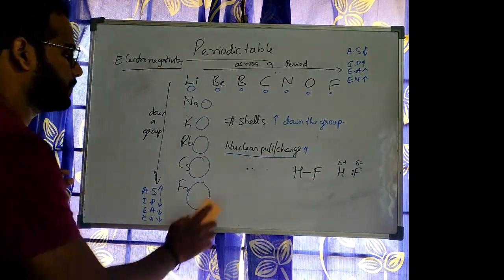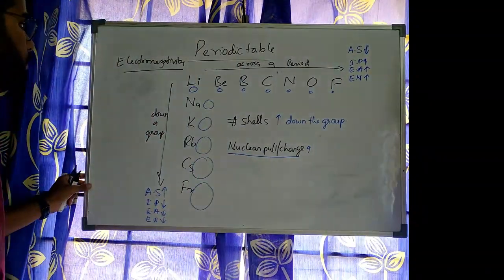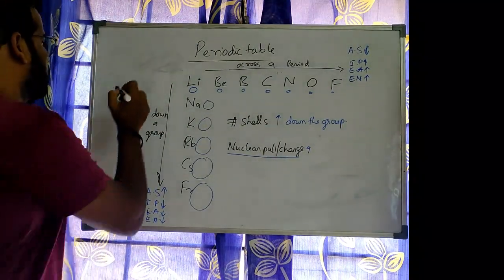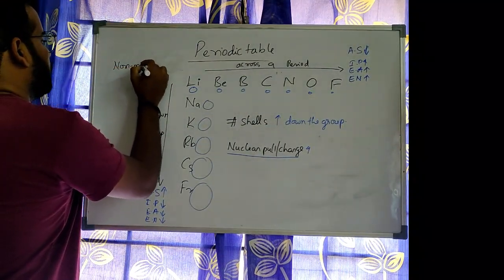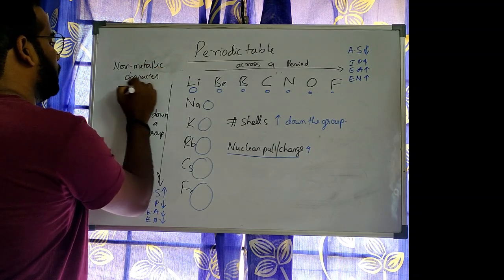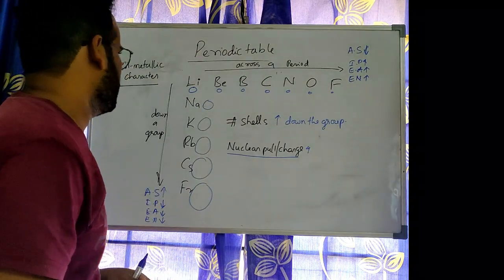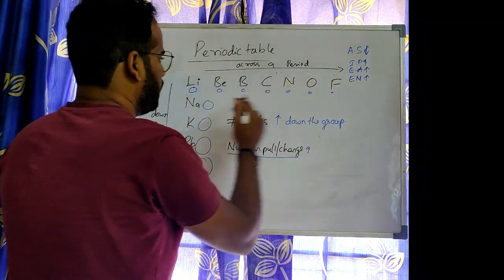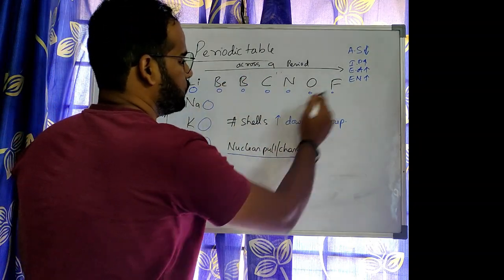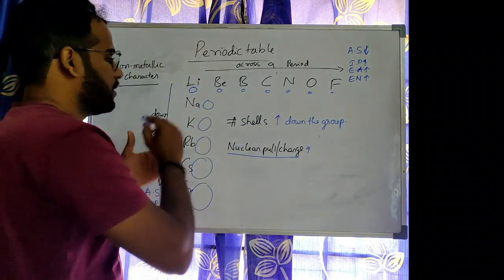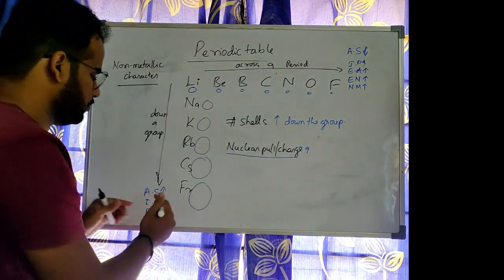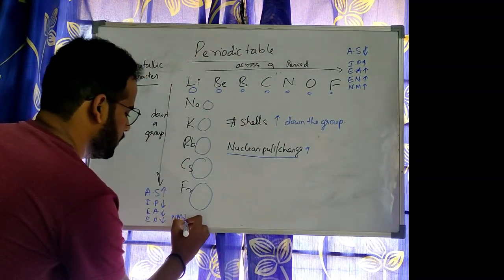Next property after electronegativity is non-metallic character. You can see from the periodic table itself, as you move across the period, initially they are metals. So here boron is a metalloid, and carbon, nitrogen, oxygen, fluorine are non-metals. So across the period, non-metallic character increases. Down the group, non-metallic character decreases.